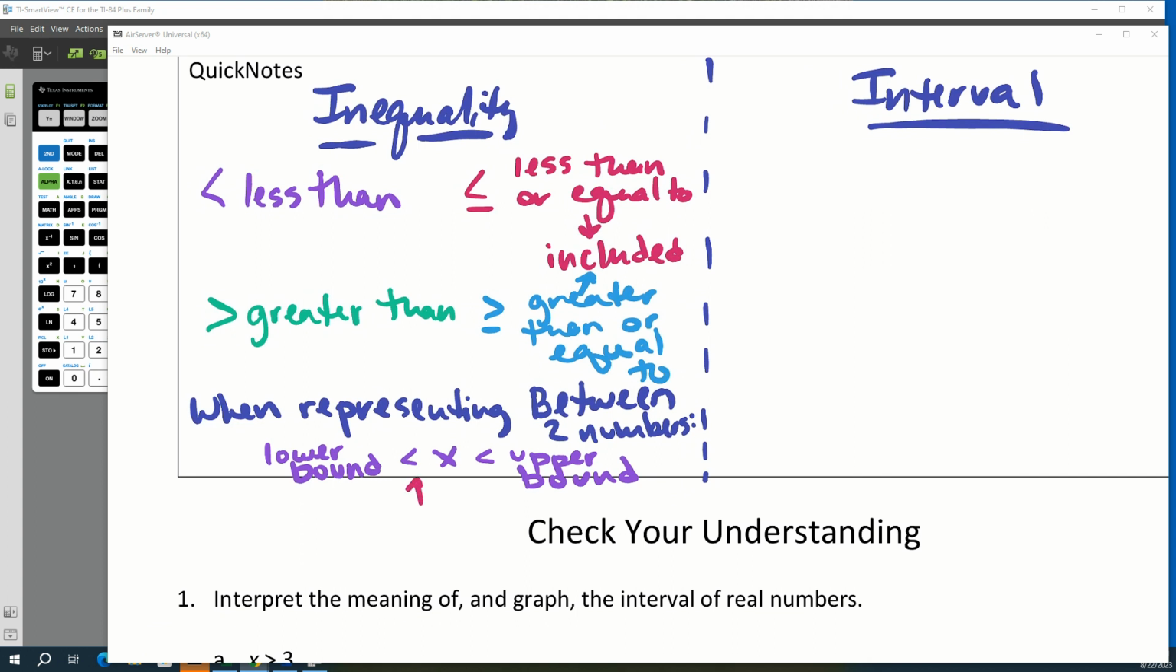All right, so if you're ever using inequalities to represent two numbers, smaller number on the left, bigger number on the right, and then you always do less thans, or you can do less than or equal to's. Now those both can be less than or equal to's, or one can be less than or equal to, and one can just be less than. All right, so hopefully that's nothing super new to you.